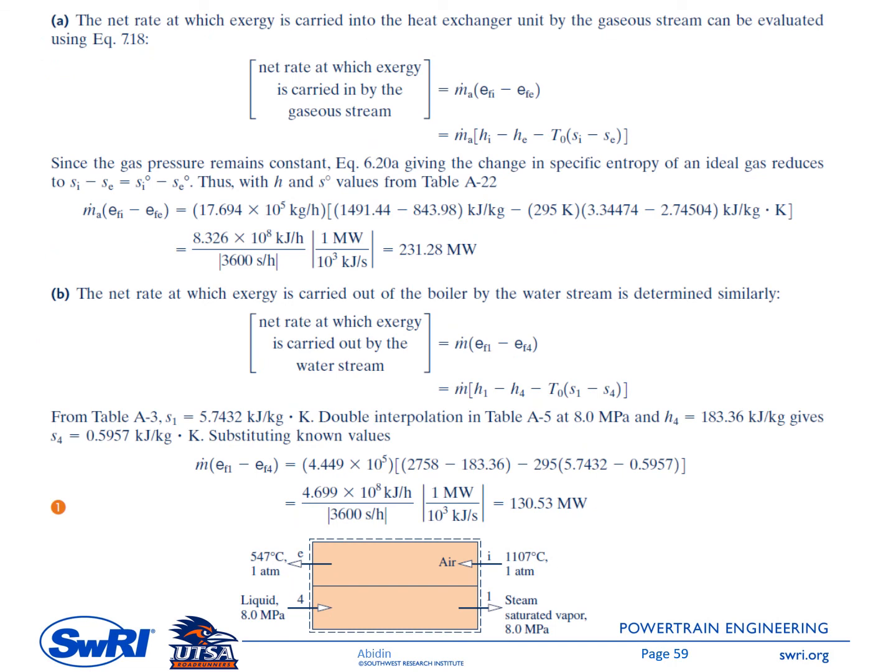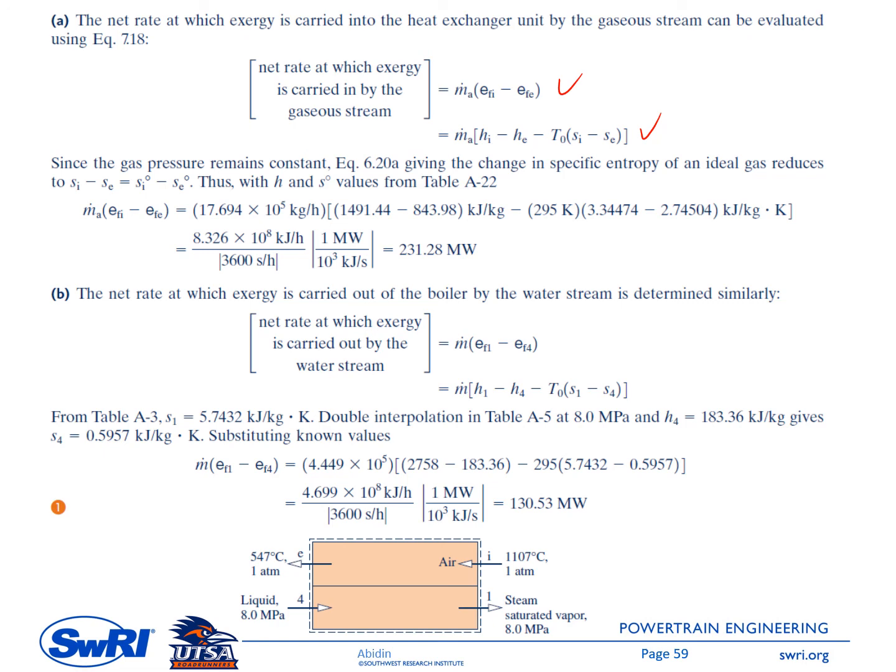Okay, let's take a look at the solution of the first question. So the first question is the net rate at which exergy is carried into the heat exchanger by the gaseous stream. So in this case, we use this formula, m dot A times the flow exergy entering the heat exchanger minus the flow exergy exiting the heat exchanger. Okay, and use this formula.